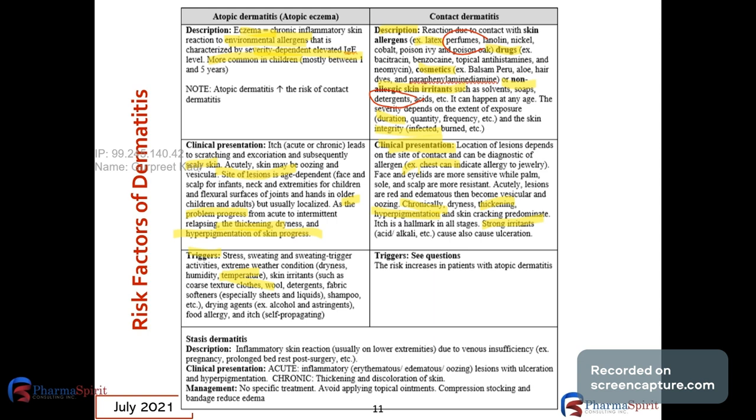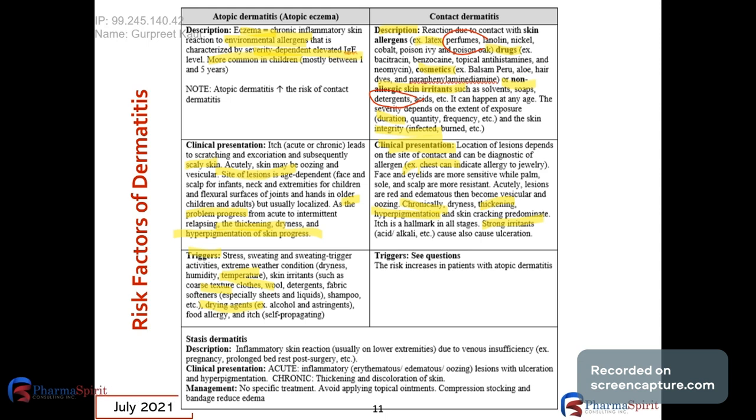Skin irritants such as coarse texture clothes, wool, detergents, fabric softener, especially the sheets and liquids, shampoo. All of these agents are skin irritants that may trigger eczema. Also drying agents such as alcohol and astringents, food allergy, and itch.